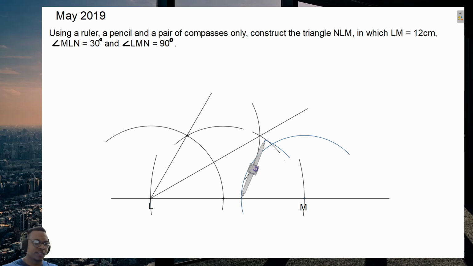This point will be 60 degrees. This point will be 120 degrees. And now I'll bisect between the 60 degrees and the 120 degrees to get my 90-degree angle.